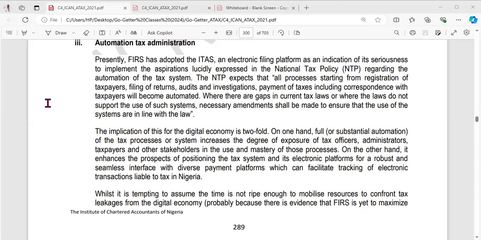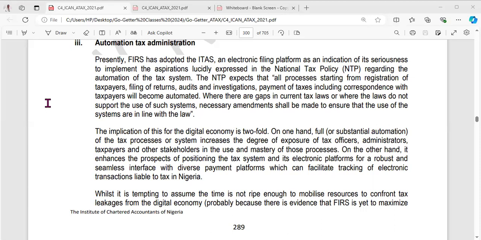The same thing with income tax. So you find a way that they have automated it in such a way that it can be tracked. And if you want to pay, the gateways, as I said before, will enable them to know how you are getting paid, how you are paying your tax. And once you pay, you get your receipt immediately. Your tax receipt is gotten immediately.